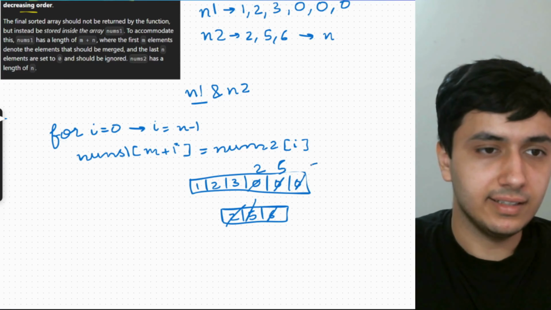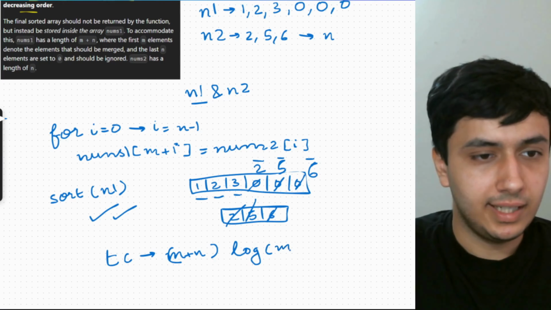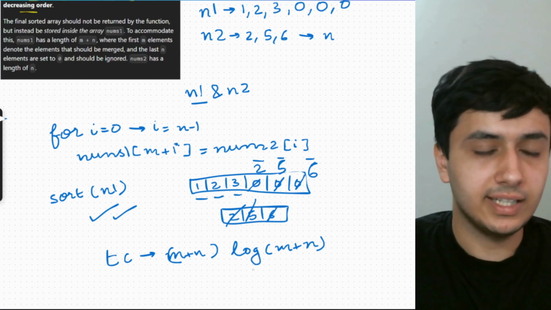Now we'll have 1, 2, 3, 2, 5, 6 and then we'll just say sort nums1 and our question will be solved. But the time complexity for this will be m plus n log m plus n, which is n log n, because it is dominated by the sorting time complexity, which you may know as n log n. But since the size of the total array is m plus n, the time complexity will be this. And this can easily be further optimized, and now I'll move on to the optimized solution.